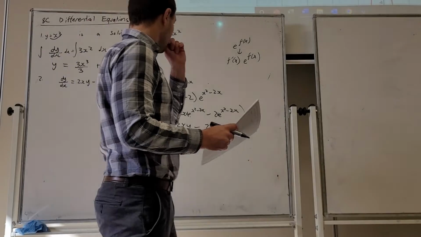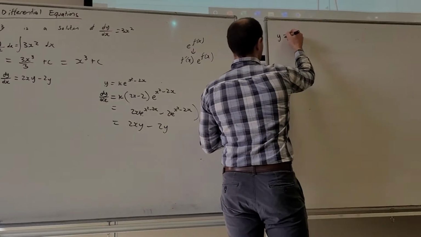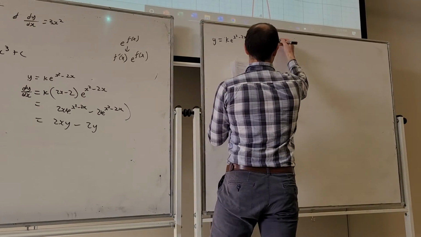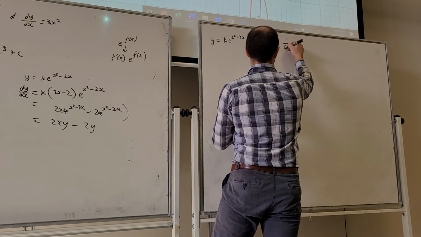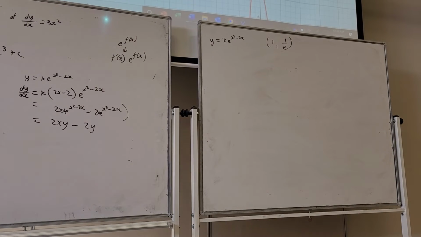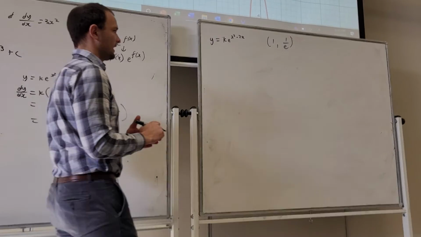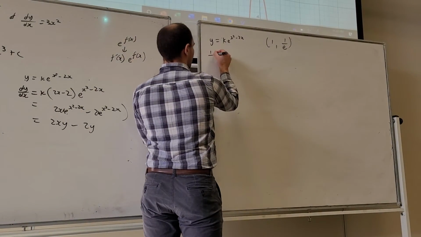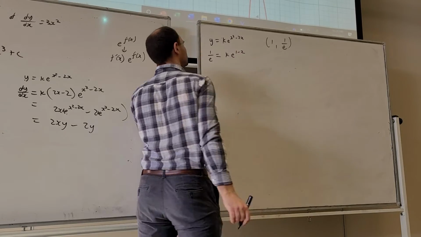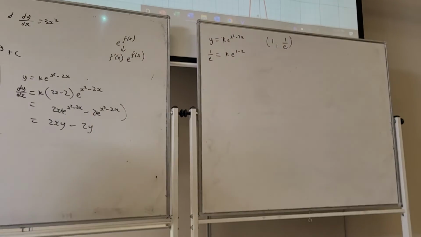So I'm going to jump up here. We have y equals k, e to the x squared take 2x. And we're told when x is 1, y is 1 on e. When x is 1, y is 1 on e. So this is just a matter of substitution to determine the value of k. So we're going to have 1 on e is equal to k, e to the 1 take 2. Just by substituting in the x and the y values.